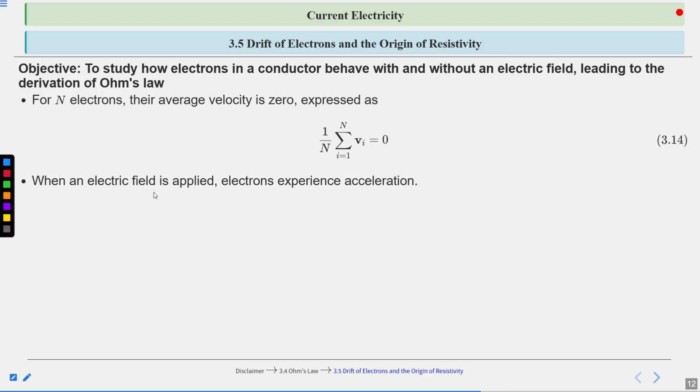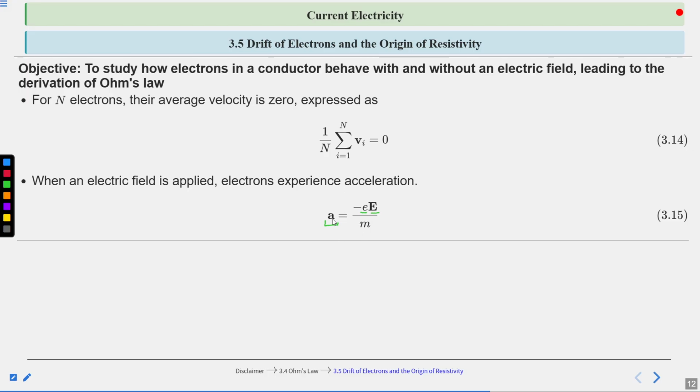When an electric field is applied, electrons experience acceleration. Now when the electric field is applied, the electron will experience a force, in the direction opposite to the electric field. If the electron is experiencing a force, then it will experience an acceleration also. What is the value of this acceleration? Minus capital E upon m. How this came, I will explain.